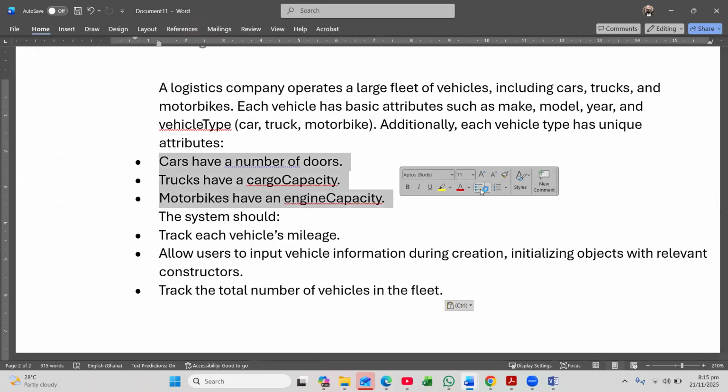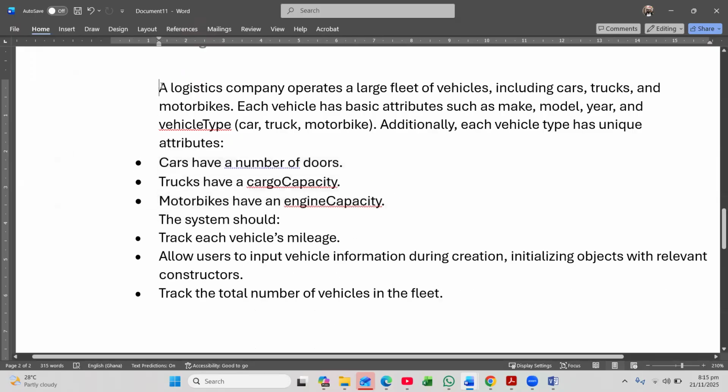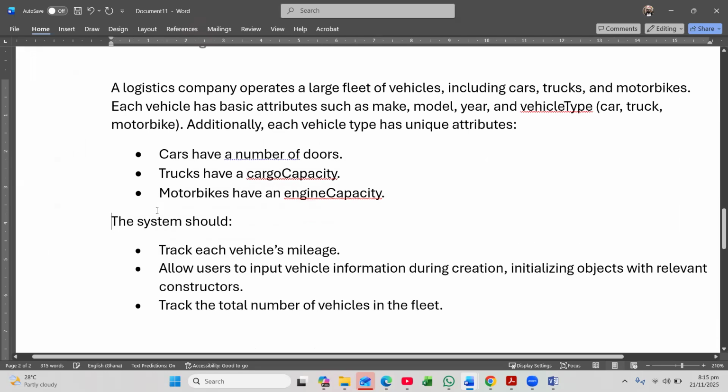A logistics company operates a large fleet of vehicles, including cars, trucks, and motorbikes. Each vehicle has basic attributes such as make, model, year, and vehicle type. That is car, truck, motorbike. Additionally, each vehicle type has unique attributes. One, cars have a number of doors. Two, trucks have a cargo capacity. Three, motorbikes have an engine capacity. The system should track each vehicle's mileage, allow users to input vehicle information during creation, initializing objects with relevant constructors, and track the total number of vehicles in the fleet.